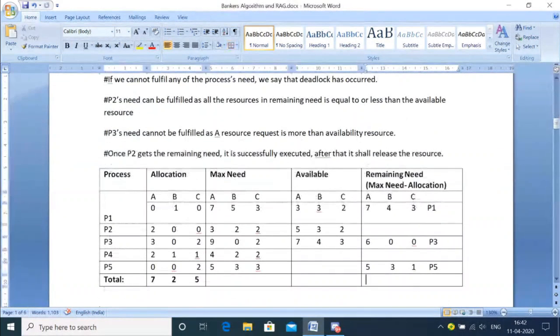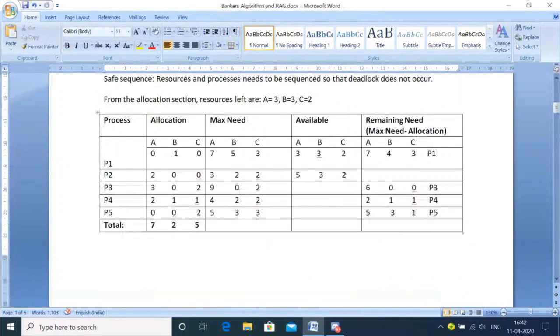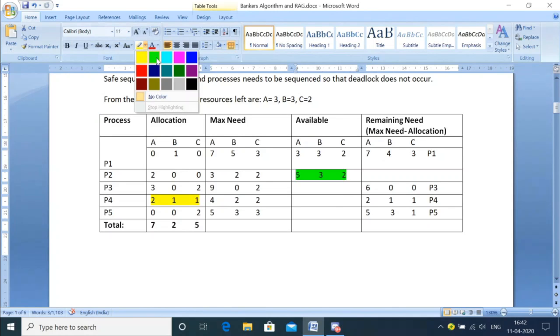It will be removed from this table, but once P4 has been removed, whatever resources it was occupying have to be added. So this one has to be added with this one, and this one with this one. If I add with this one, that means these two have to be added. This is the availability. P4 is successfully out of the system.